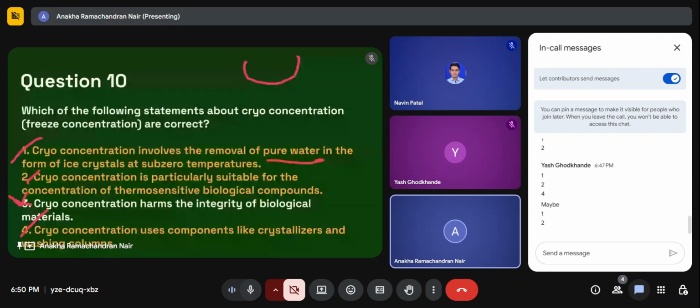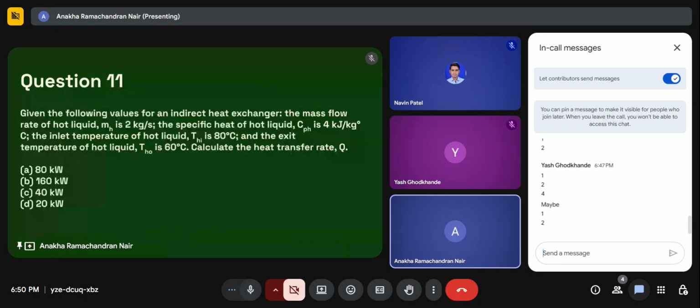All right. So I'm assuming no doubts. Let's move on to question number 11. Given the following values for an indirect heat exchanger, the mass flow rate of hot liquid mH is 2 kg per second. The specific heat of hot liquid CPH is 4 kilojoules per kg degree Celsius. The inlet temperature of hot liquid (THI) is 80 degrees Celsius and exit temperature of hot liquid is 60 degrees Celsius. You have to calculate the heat transfer rate.